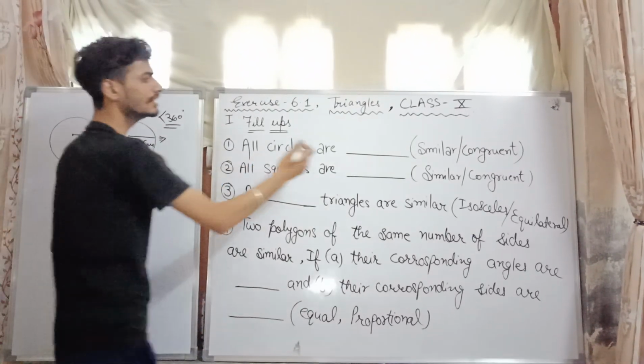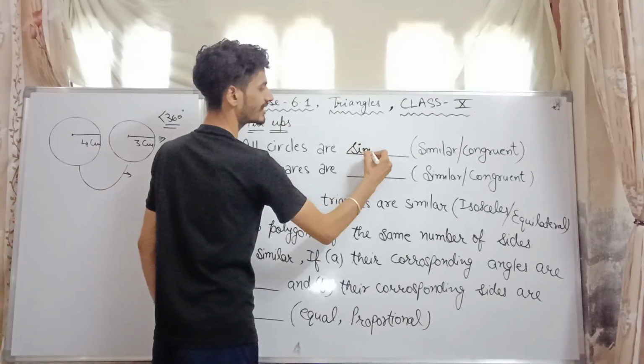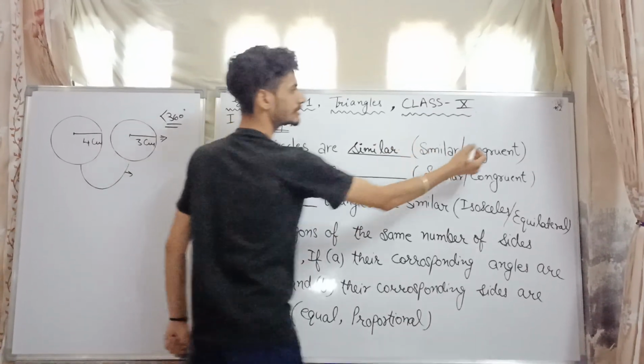So all circles are similar, not congruent.